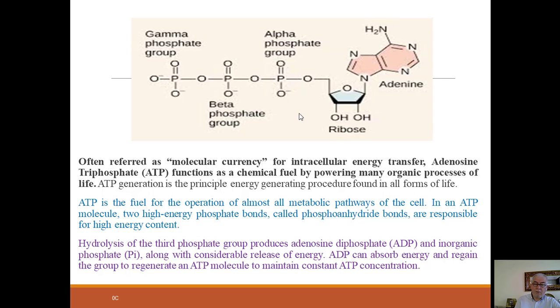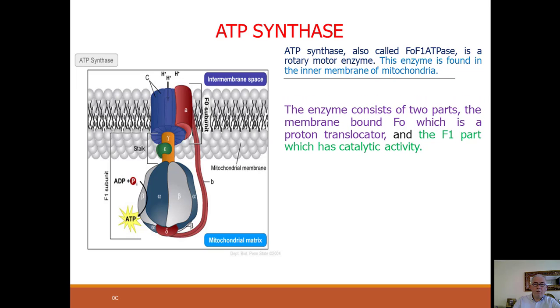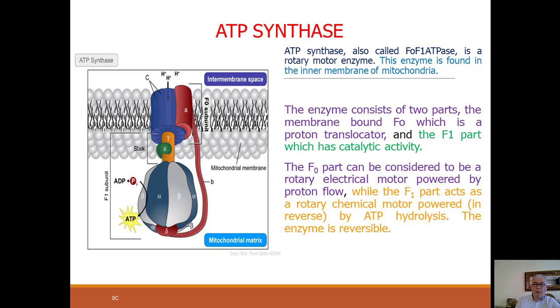And we know very well that the ADP-ATP balance, and also the NADH and NAD balance, are so important for regulation of the electron transport chain, oxidative phosphorylation and ATP synthesis. And now I want to look at the ATP synthase enzyme structure, which is responsible for ATP production.